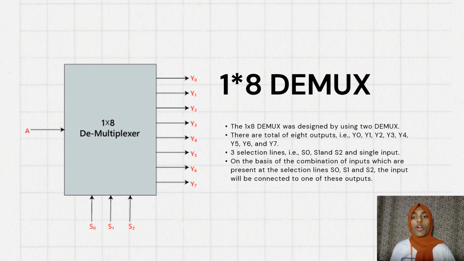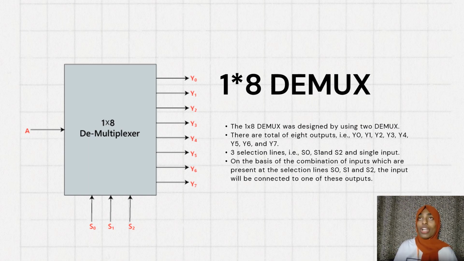This is the third type of demultiplexer, the 1 to 8 demux. This 1 to 8 demux is designed using 2 demux. There are 8 outputs in total, which are y0, y1, y2, y3, y4, and so on to y7. It consists of three selection lines, which are S0, S1, and S2, and one single input.